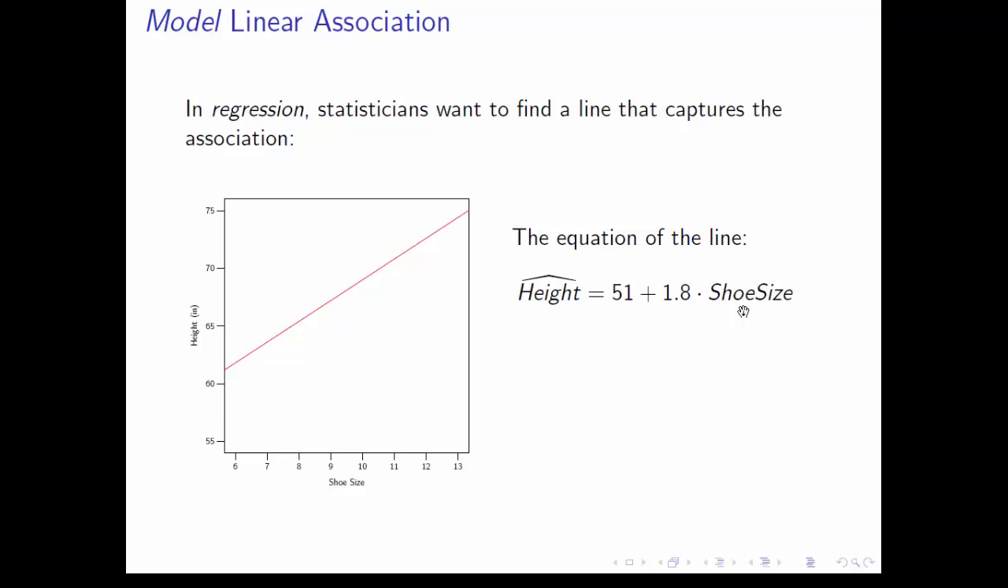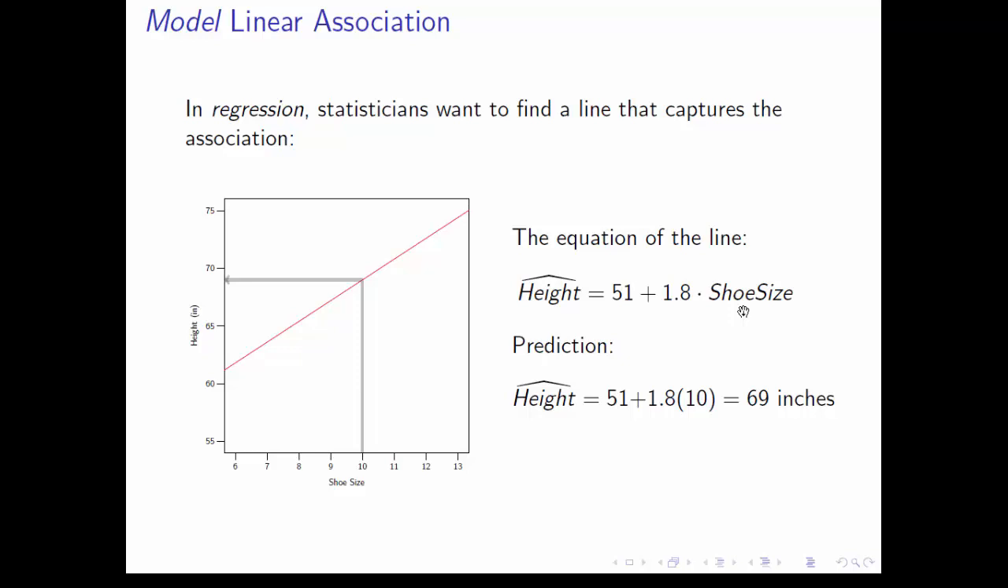I mean, it still shows the positiveness. It shows the linearity, of course. It doesn't show the strength, that's true, but it does hold that information: 51 plus 1.8 times shoe size. That's the equation of that line, and that picture of the line goes with that equation. So in some ways, I can simplify my picture, getting rid of all the details of the particular data points.